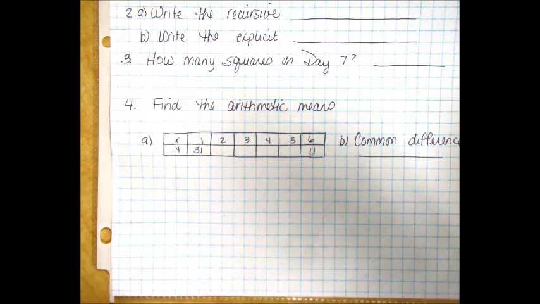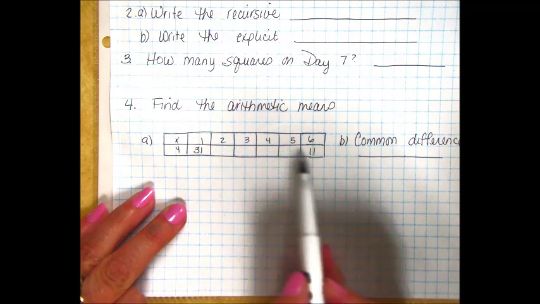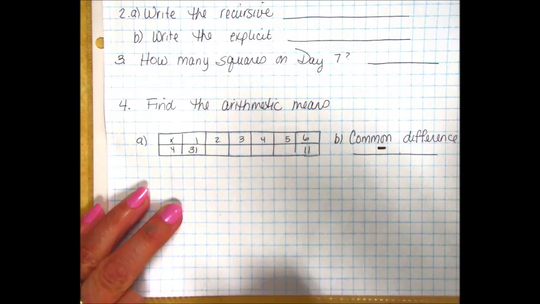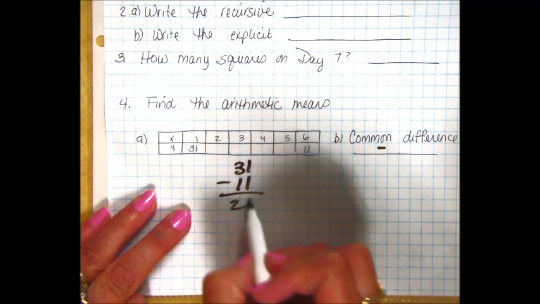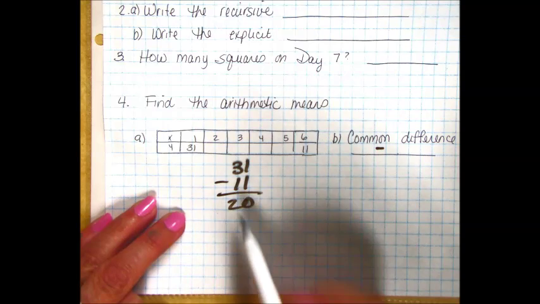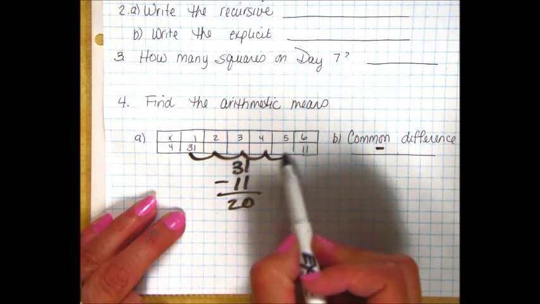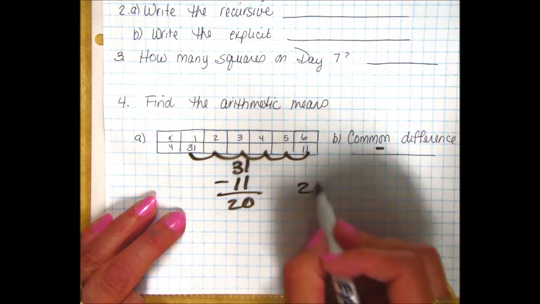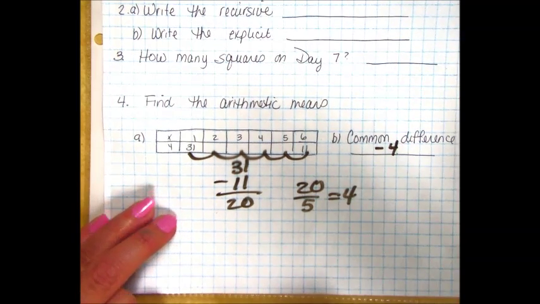On the last one, I asked you to find the arithmetic means. So this is from the last lesson. So again, let's take a look at this. We know we're adding the same number. Actually, we're going to be adding a negative number because I start with 31 and I end up with 11. So I already know we're going to be subtracting this number. So if I take the difference, 31 minus 11, I get 20. So these steps have to share this difference equally. Well, how many steps are there? There's 1, 2, 3, 4, 5. 20 divided by 5 is 4. So my difference here, my common difference, is negative 4.